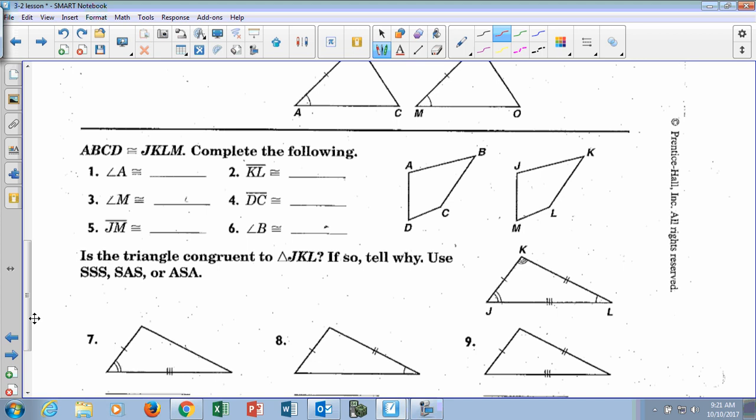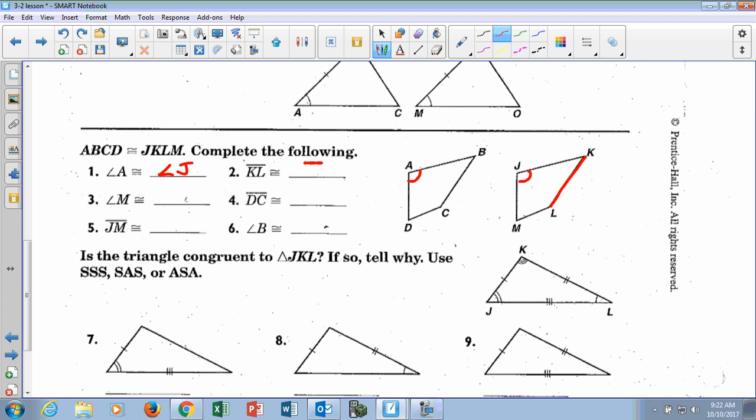So using those helpful tips, it says, look at this quadrilateral. ABCD is congruent to JKLM. Complete the following. Angle A would be congruent to what? What angle would be the same as angle A if those two quadrilaterals were exactly the same? Anthony? Angle J. Good. What about number 2? Side KL. We already said that angles A and J are the same. So KL, which is right there, is going to be congruent to what? Martina?